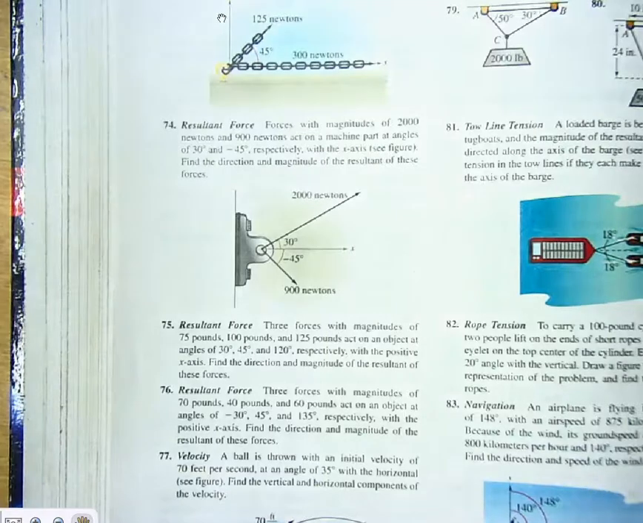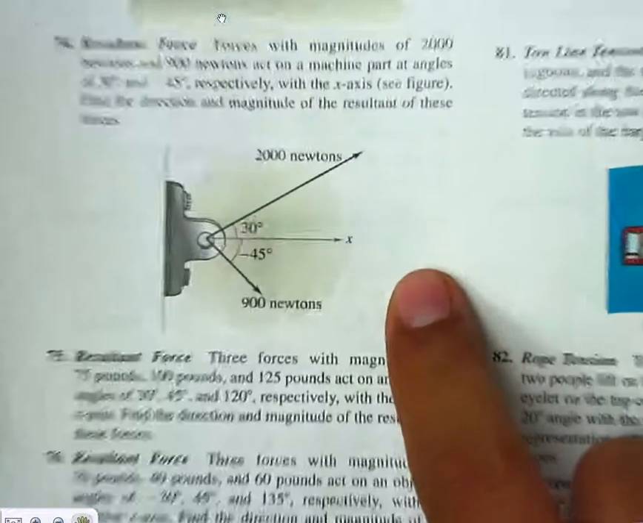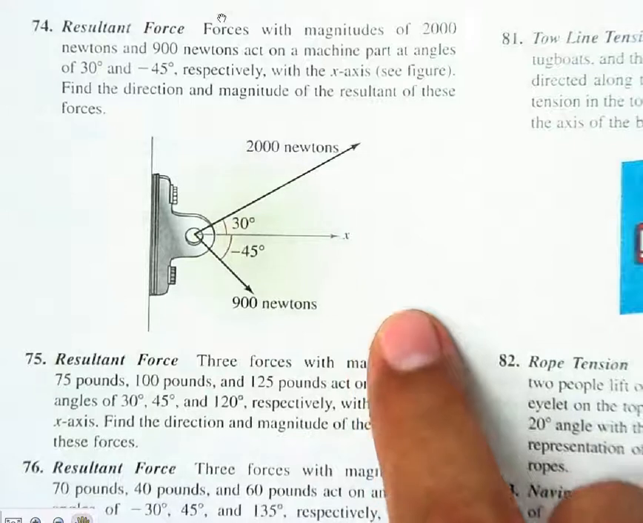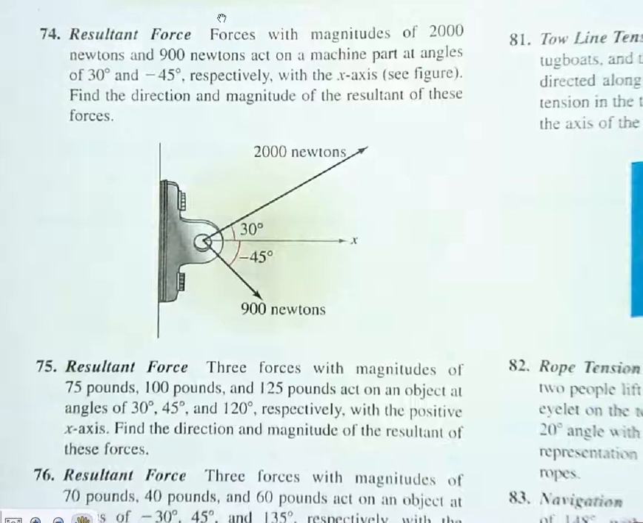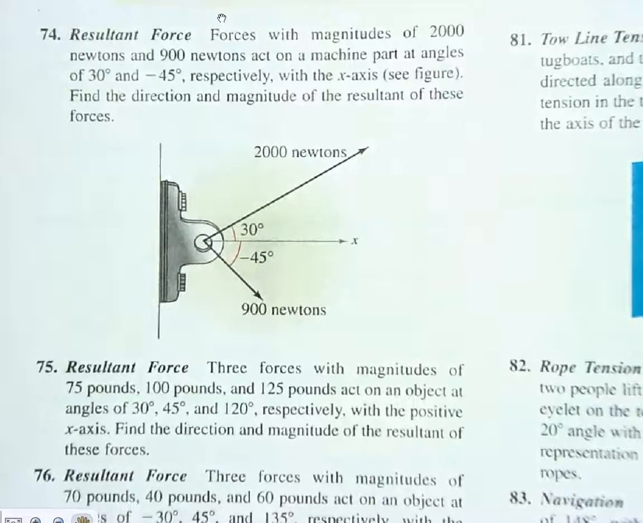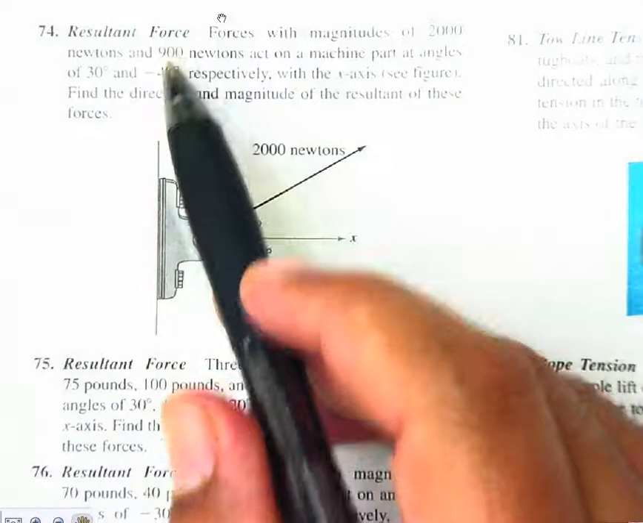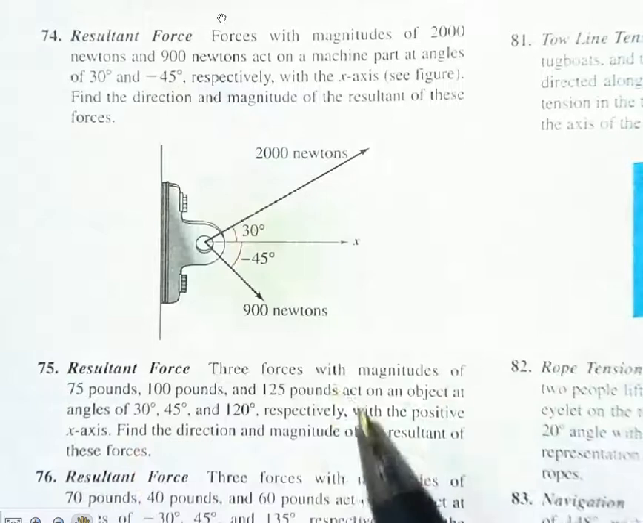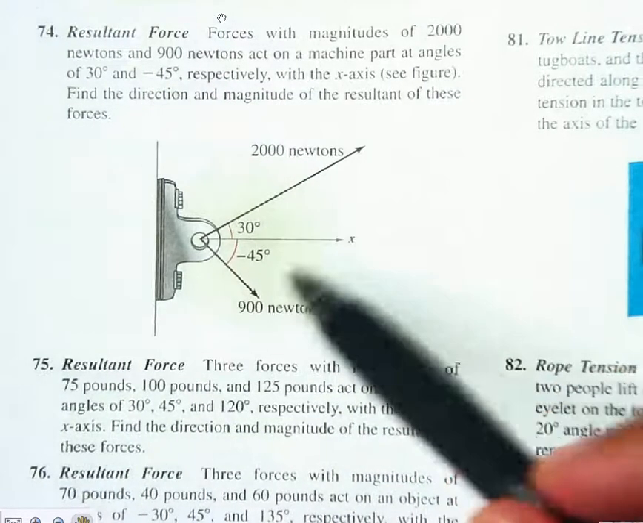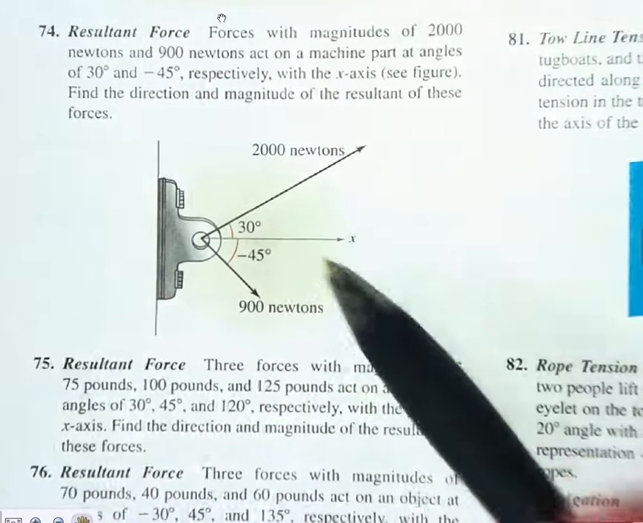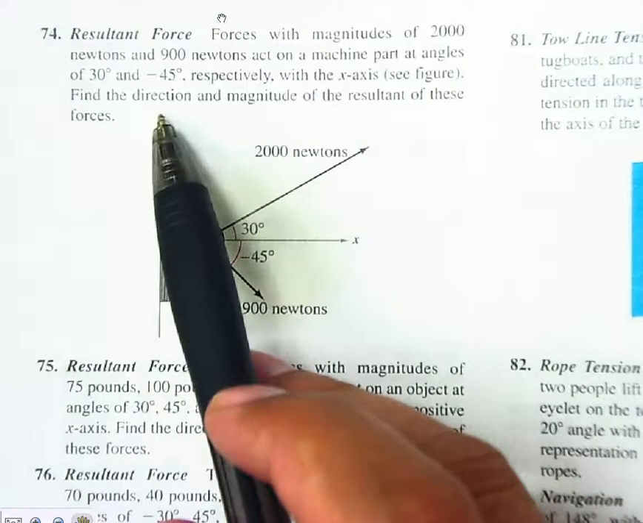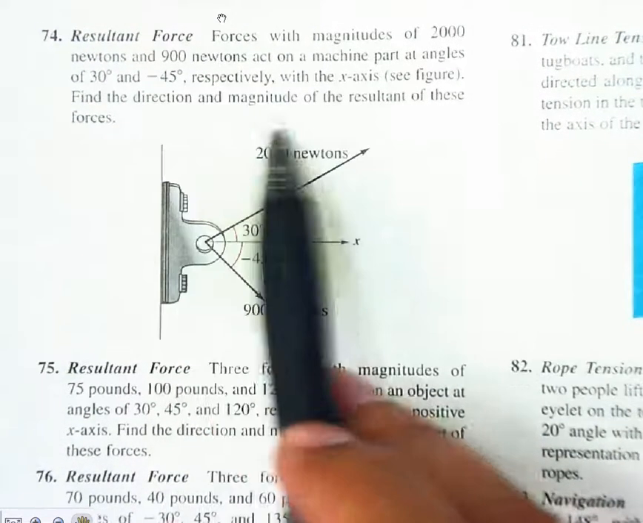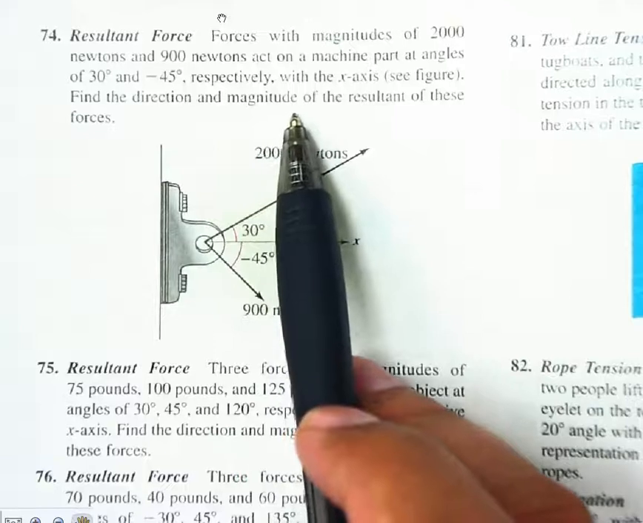In this video, I will be solving problem 74, which is a problem in section 6.3 of our textbook. So let's take a look at it. It is a problem that has to do with resultant force. Resultant force is when you have multiple forces and you combine them. And for that combined force, we will be finding the direction, the angle of direction, and the magnitude.